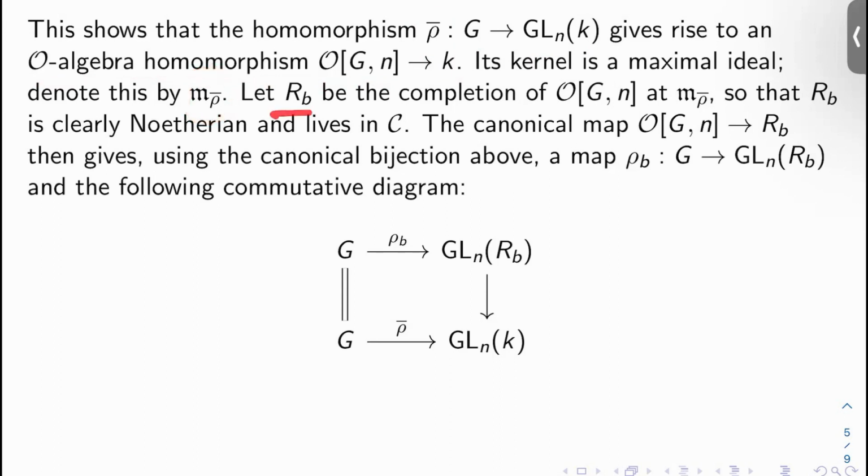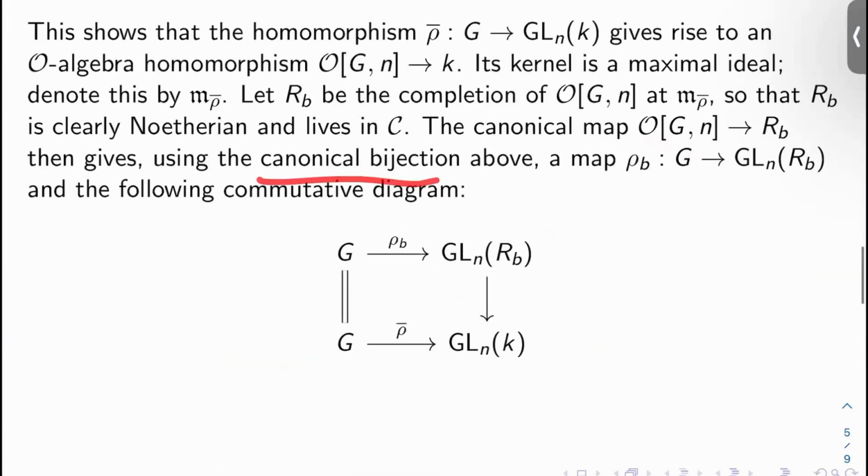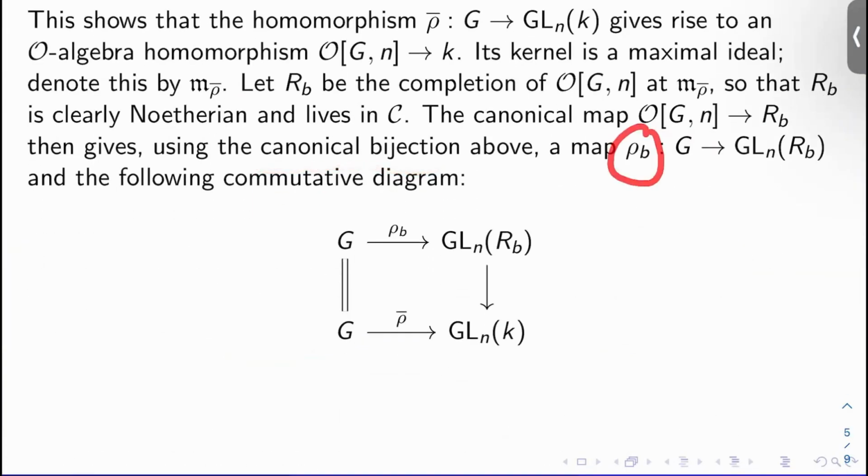We'll let R_B then be the completion of O_G,N at M_rho bar. So that's what our R_B is going to be. R_B is clearly Noetherian, basically because we explicitly constructed these O_G,N, and it definitely lives in C because it's complete local in addition. The canonical map O_G,N to R_B, which we have because we took a completion here, gives, using the canonical bijection above, a map which we'll call rho_B from G to GL_N of R_B, of course. And it will make the following diagram commute by definition of rho bar homomorphism.